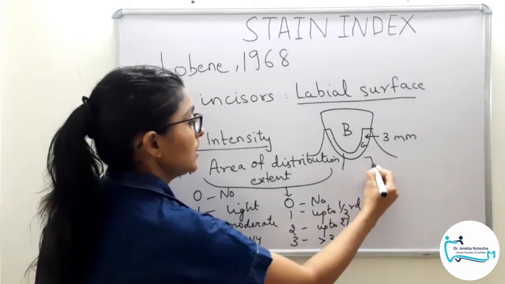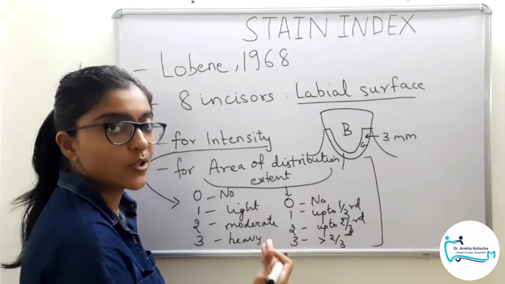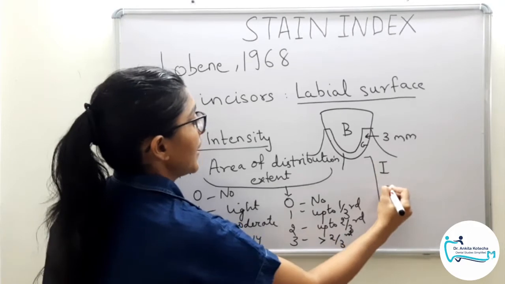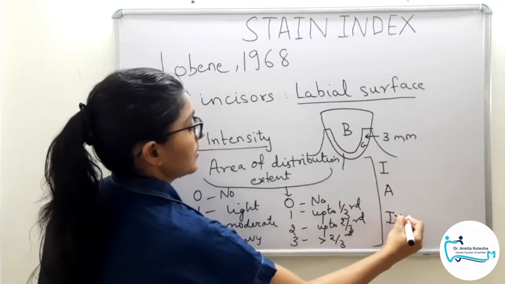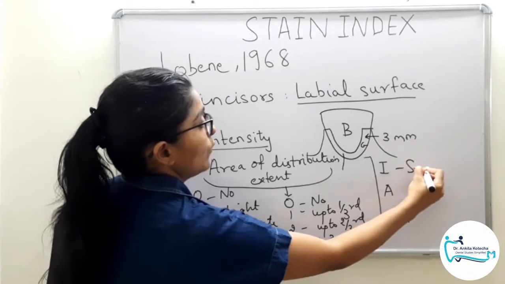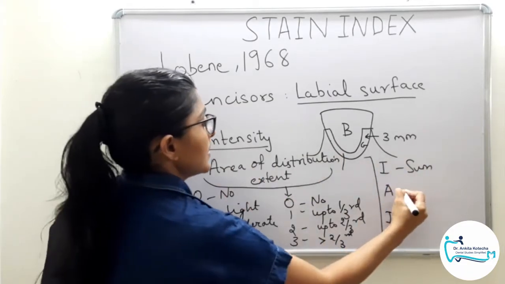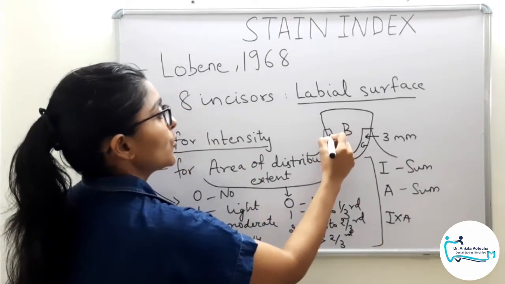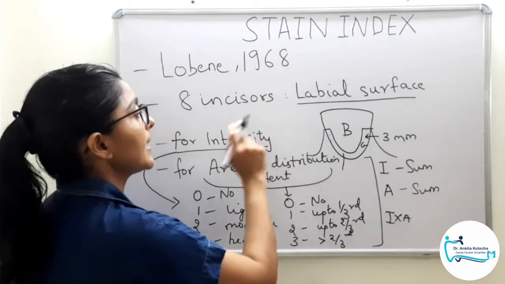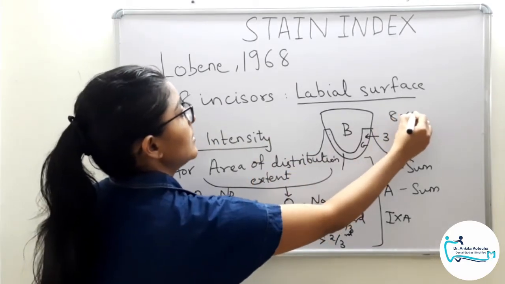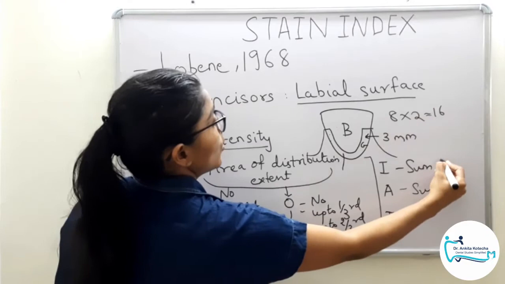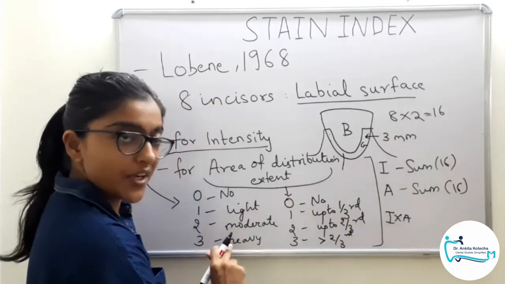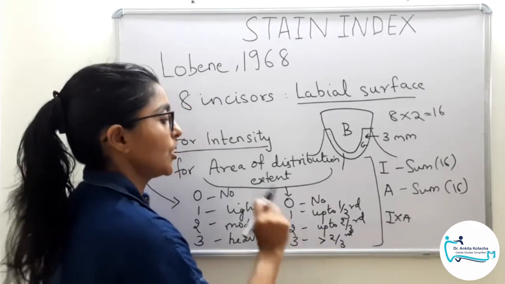Now coming to the computation: how the values are calculated and the final conclusion. Clear? Here we get 3 parameters. One is the sum of all the scores of the intensity. Second is the sum of all the scores of the area. There are 2 regions in each surface and 8 such surfaces, so 8 into 2 regions, a total of 16 regions. So we take the sum of the 16 values for intensity and for the area of distribution according to these criteria.